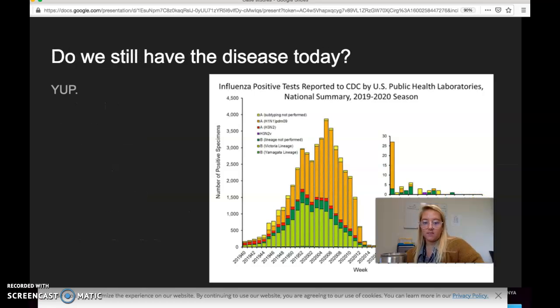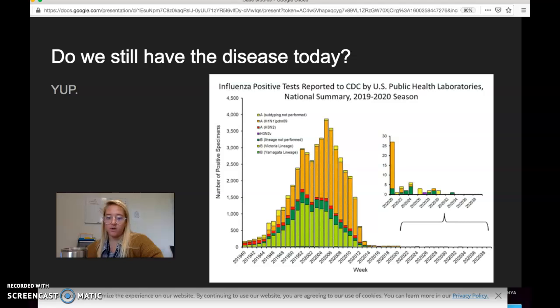Do we still have the disease today? Yes, we do. We very much so still have the flu today. So this is the influenza positive test reported by the CDC in the US. So if you will, look with me. We're working on reading graphs and charts. So this is a week-by-week basis.